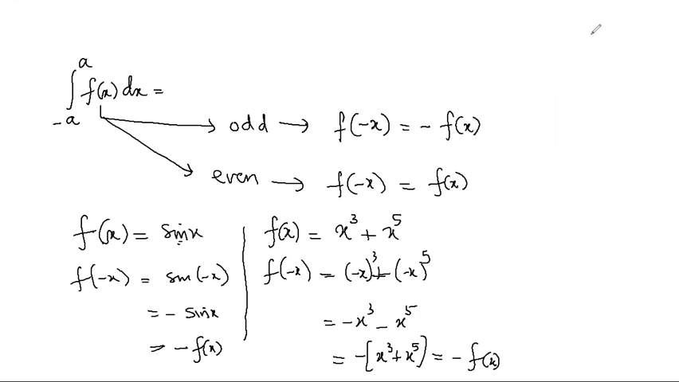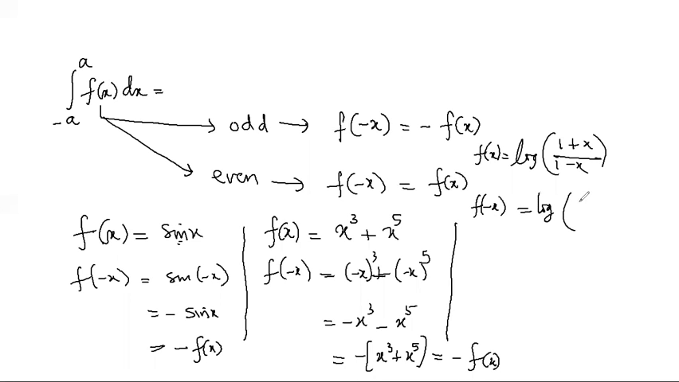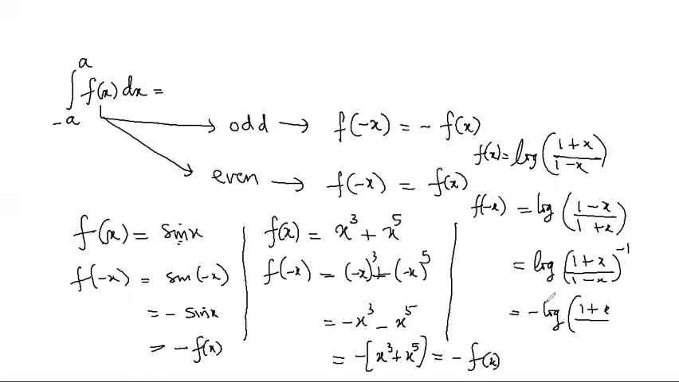Another example I want to show you is log of (1 plus x) upon (1 minus x). Let's say this is the function of x. What will be f of minus x? Wherever x is there, replace it by minus x. Now this can be written as log of (1 plus x upon 1 minus x) raised to minus 1, because I have taken the reciprocal. Now this minus can be brought in front: minus log of (1 plus x) upon (1 minus x). So you have come back to the original function. So this is an odd function.